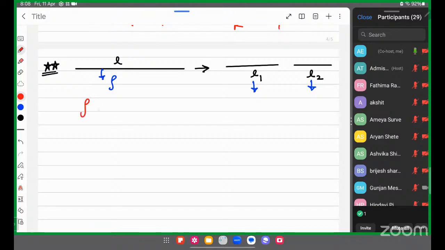Important point about resistivity is that resistivity is the characteristic property of a material and it does not depend on dimension. I have already told you this. It is independent of dimension. If it is independent of dimension, it doesn't matter what is the length of wire or what is the cross-sectional area of the wire. Resistivity of the wire will be same until we change the material of the wire.